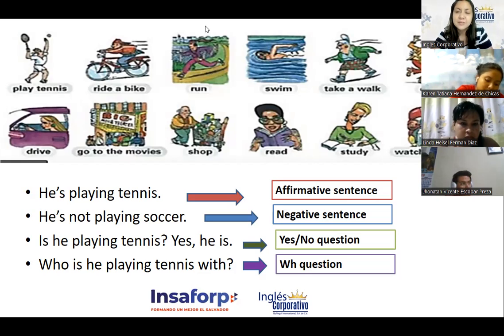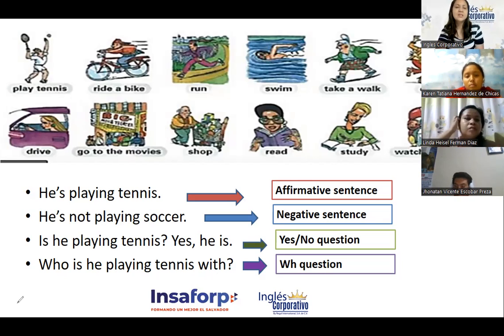Okay. In this presentation, ahí se lo voy a anotar, Karen, voy a anotar. In this presentation, you can see what we have studied, lo que hemos estudiado, affirmative sentence, negative sentence, yes, no questions, and WH question. For example, affirmative sentence, we have he's playing tennis. In negative sentence, we have he's not playing soccer. Yes, no question. Is he playing tennis? Yes, he is. WH question. Who is he playing tennis with? ¿Con quién está jugando tenis?